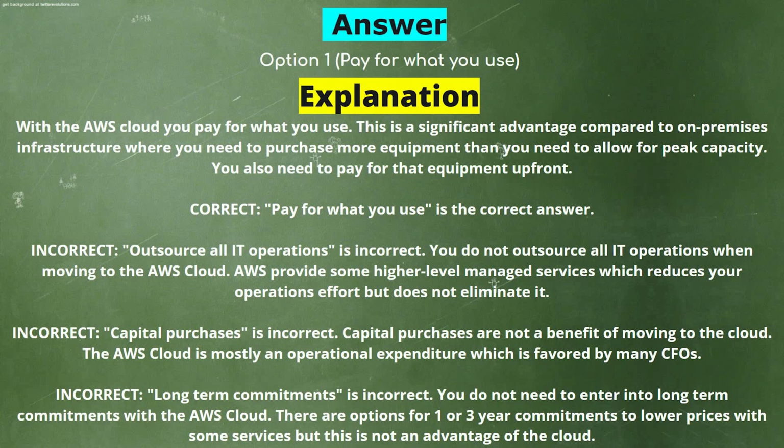Outsource all IT operations is incorrect. You do not outsource all IT operations when moving to the AWS cloud. AWS provides some higher level managed services which reduce your operations effort but do not eliminate it. Capital purchases is incorrect. Capital purchases are not a benefit of moving to the cloud. The AWS cloud is mostly an operational expenditure, which is favored by many CFOs. Long-term commitments is incorrect. You do not need to enter into long-term commitments with the AWS cloud. There are options for 1 or 3-year commitments to lower prices with some services, but this is not an advantage of the cloud.